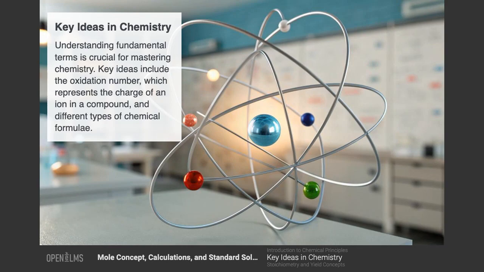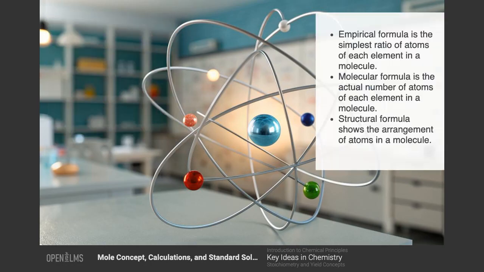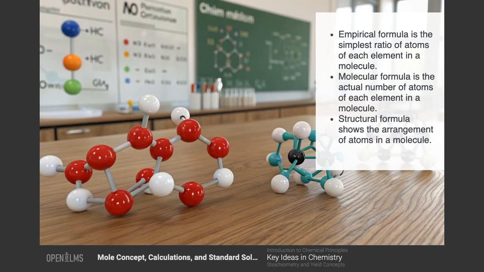Key ideas in chemistry. Understanding fundamental terms is crucial for mastering chemistry. Key ideas include the oxidation number, which represents the charge of an ion in a compound, and different types of chemical formula. Empirical formula is the simplest ratio of atoms of each element in a molecule. Molecular formula is the actual number of atoms of each element in a molecule. Structural formula shows the arrangement of atoms in a molecule.